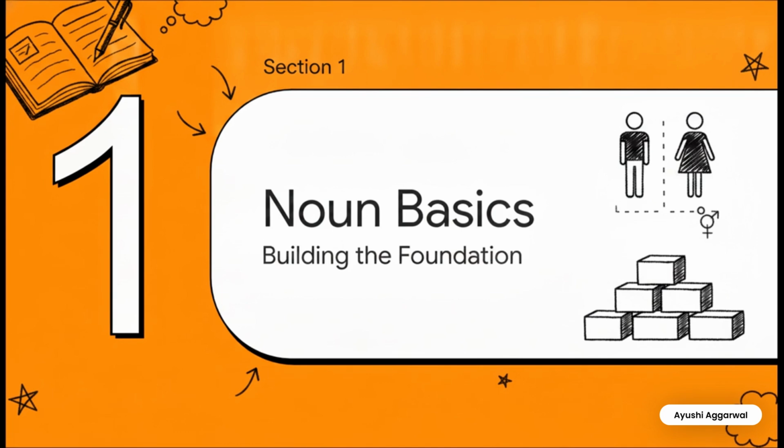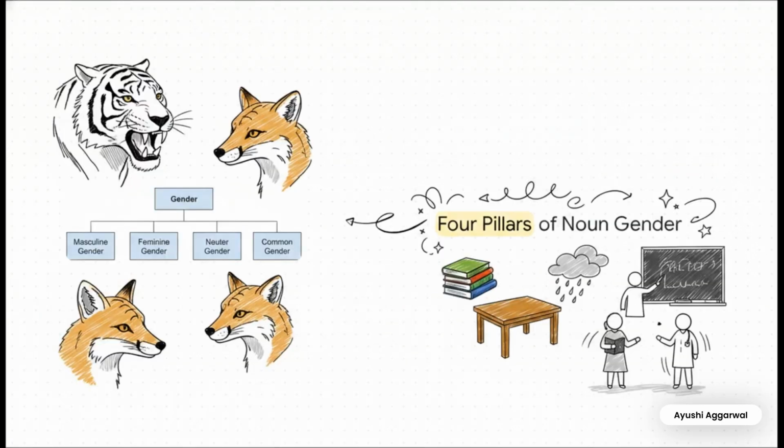So bachcho, grab your notebooks and pens, and let's get our foundations super strong. ध्यान से देखिए, noun gender is basically divided into four main pillars. First up is the masculine gender, which denotes males, right? Like tiger or fox. Then the second is the feminine gender for females, so tigress or vixen. Then we've got the neuter gender. Now this is used for non-living things that don't actually have a gender. And finally, the common gender, which can be used for both male and female. Think of words like teacher or doctor. Getting this base clear is absolutely crucial.